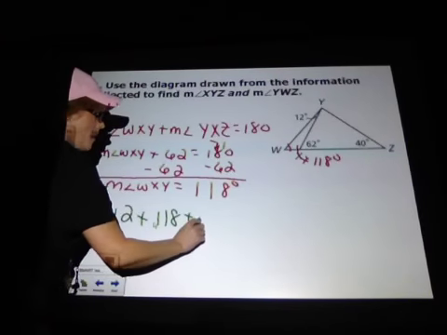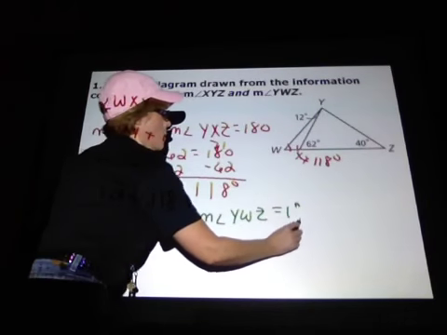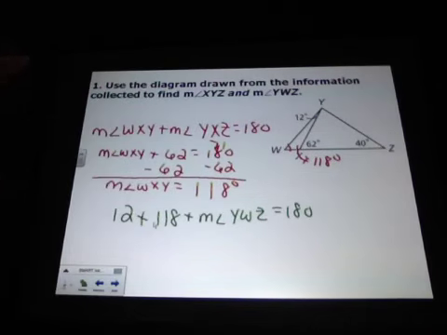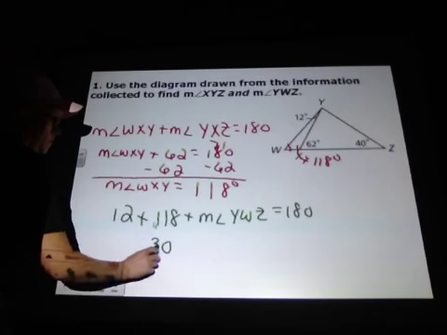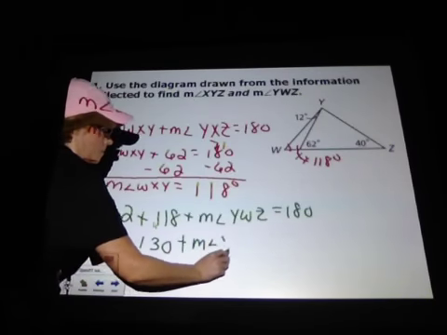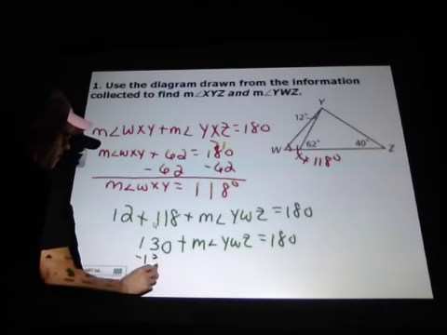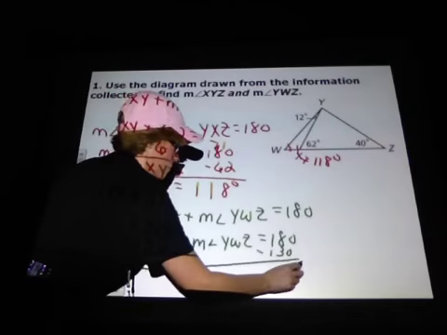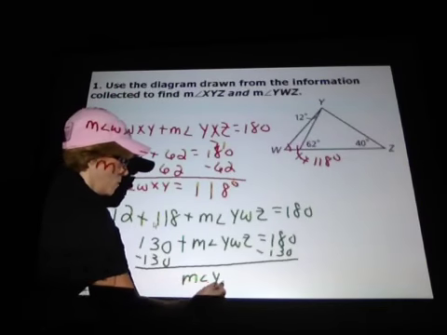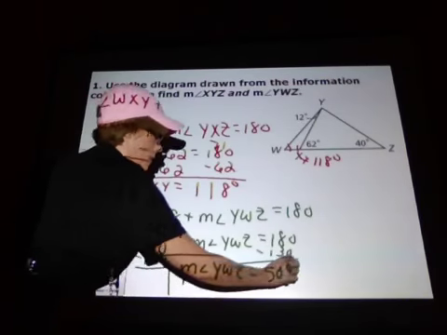and then we're trying to find the measurement of angle YWZ. And we can put the sum of them equal to 180 because of our triangle angle sum. So let's simplify the left side. Subtract out that 130. So the measurement of the angle we are looking for is going to be 50 degrees.